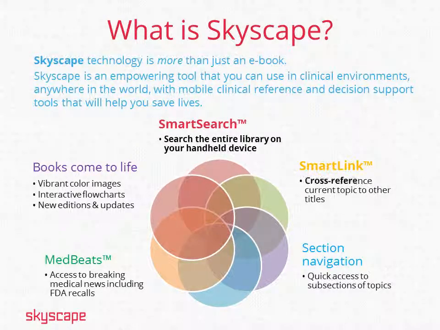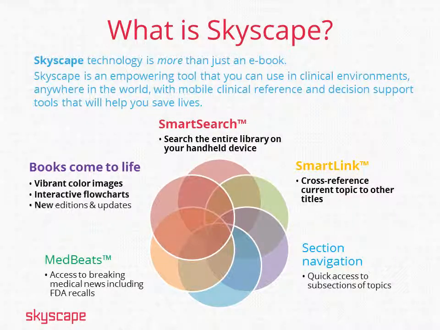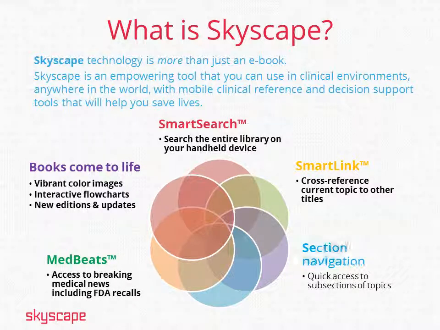The Smart Search feature will allow you to search the entire library on your handheld device. Smart Linking is an easy cross-referencing tool that helps you to connect a current topic to other titles. Books come to life with vibrant color images, interactive flowcharts, new editions and updates. Skyscape gives you access to breaking medical news including FDA recalls. All Skyscape resources have multiple sections to navigate and give you quick access to subsections of topics.